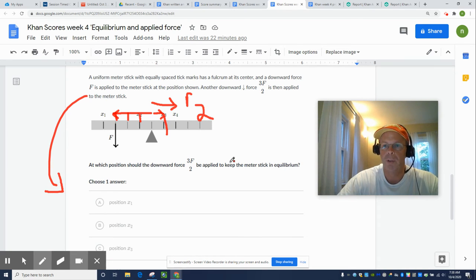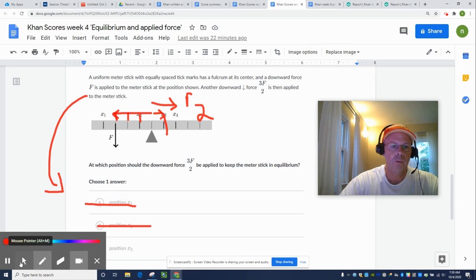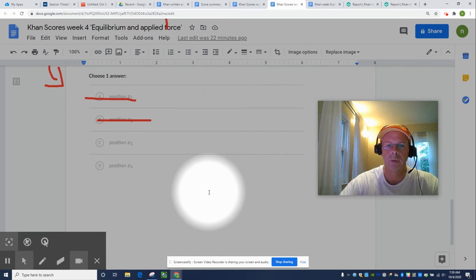And intuition won't tell you. You really have to do a numerical analysis. But notice how you can eliminate two ridiculous choices. It is not on the same side as our first force. It can't cancel out a counterclockwise torque. So let's do a little numerical analysis.